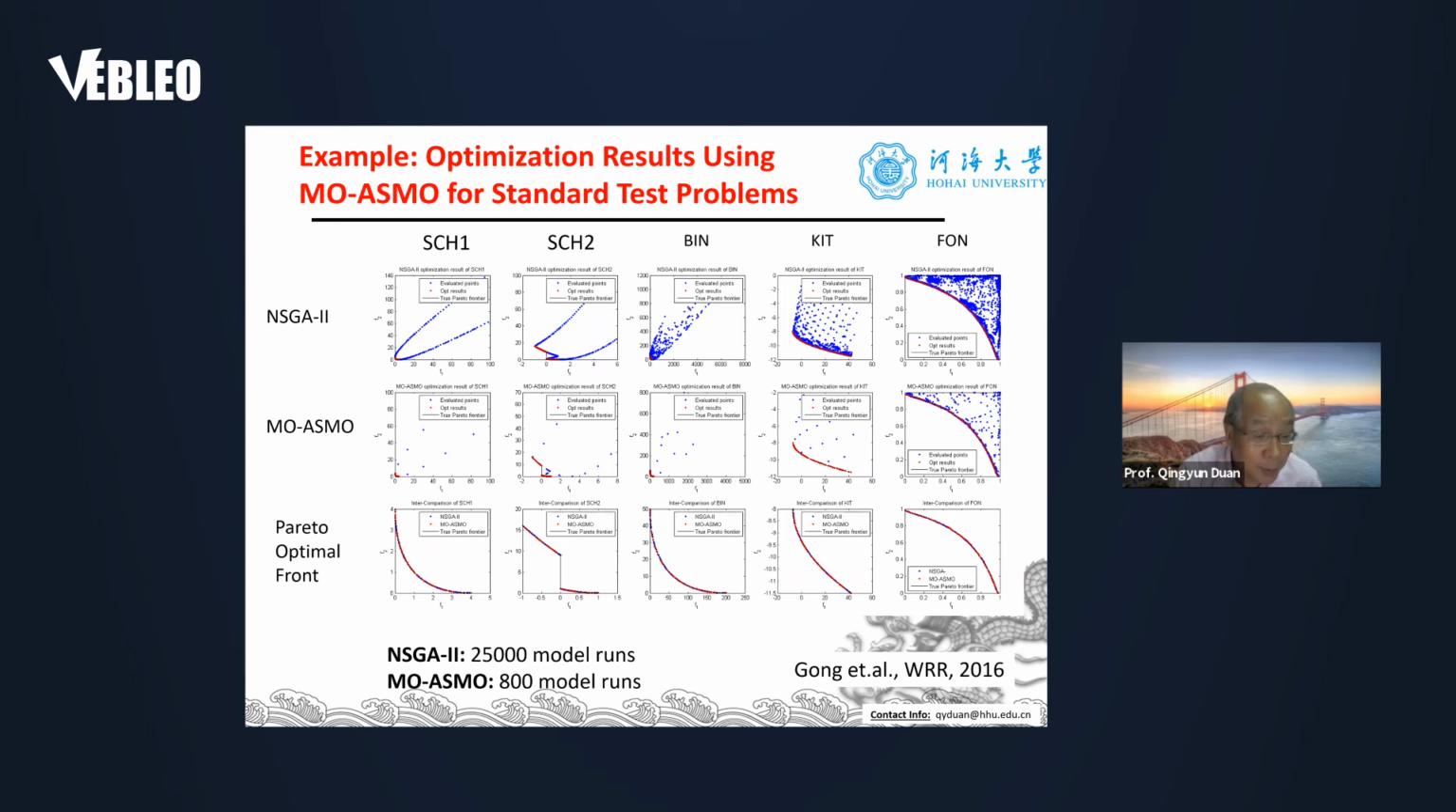Here we basically blow up the Pareto front section. Both methods actually lie on top of each other. In this test function, you see it's a very strange kind of Pareto front, a concave instead of convex front, and we get the same kind of solution, but there is a difference. NSGA requires 25,000 model runs to converge, and for MO-Azimuth we only need 800 runs. So we have a saving of more than 30 times in terms of computational requirement.